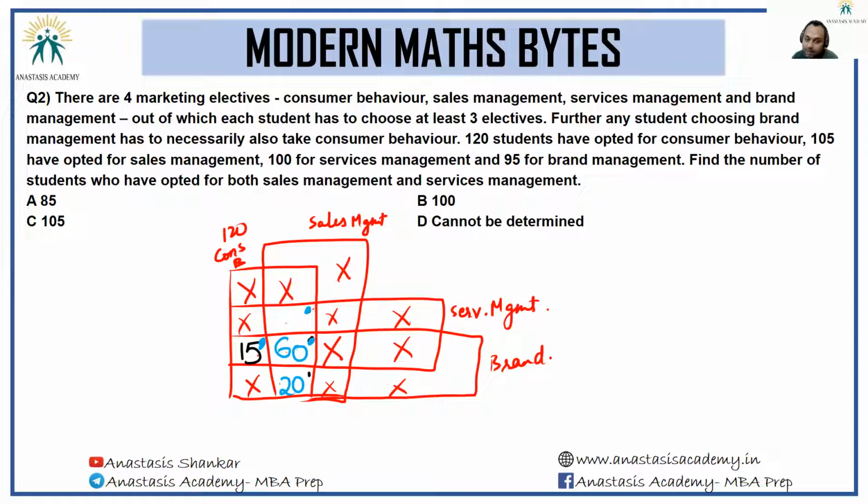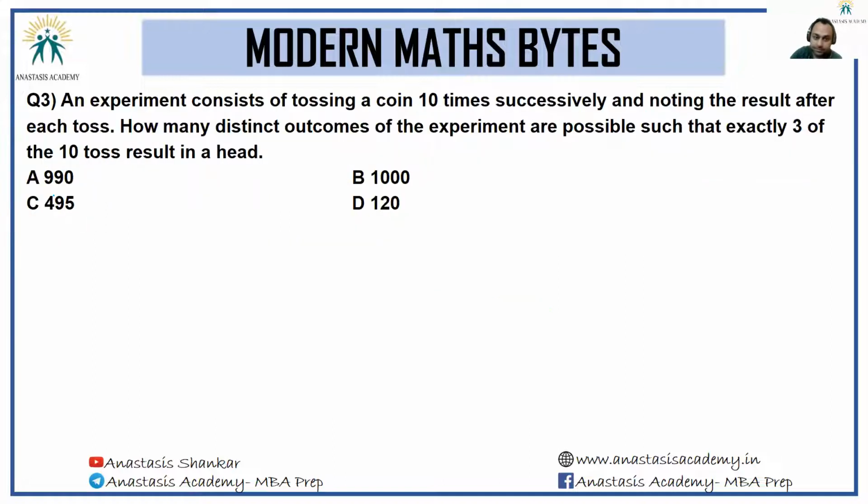Once this is identified as 60, 60 plus 20 gives me 80, 80 plus 15 gives me 95. Total I know to be 120. So this has to be 25. So now, finally, what does the question ask me? Find the number of students who have opted for both sales management and services management. That refers to these 2 regions. 20 plus 60, answer is option A, 85.